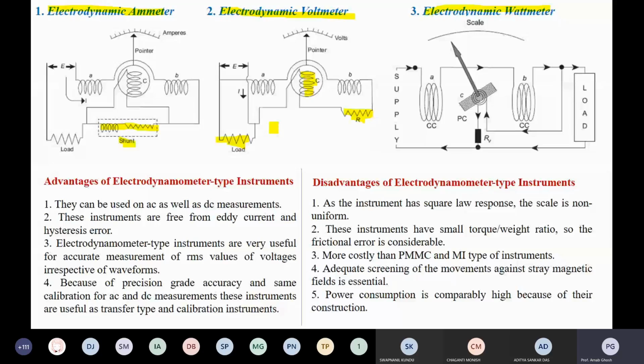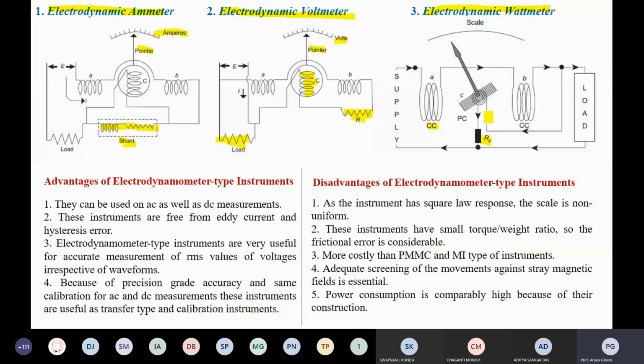Here you can see the pointers are there. All the time it will measure: first case ammeter, second case voltmeter, and again this is the power measurement. One coil is responsible for current measurement, meaning the fixed coil, so it is called the current coil, and the moving coil is responsible for voltage measurement. If you multiply that voltage and current, you will get the power. That's why the moving coil is connected parallel to your series coil, the fixed coil.